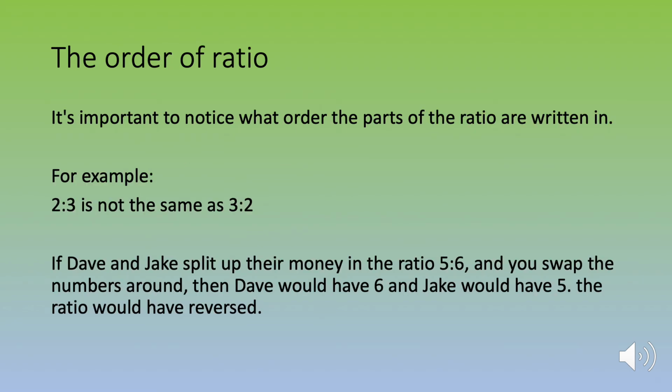The order of ratio. It's important to notice what order the parts of the ratio are written in. For example, 2 to 3 is not the same as 3 to 2. Here's an example in a real life question. If Dave and Jake split up their money in the ratio 5 to 6 and you swap the numbers around, then Dave would have 6 and Jake would have 5. The ratio would have reversed.